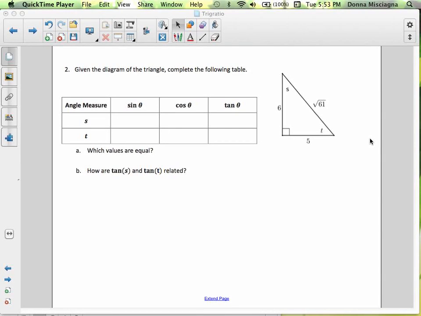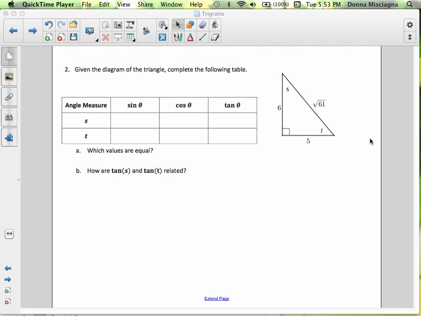Welcome. Let's do some advanced problem solving with trig ratios. So we're just using our trig ratios to do a little investigation to solve some problems. We're still not solving for missing measures, right? We've got all of our measures there, but we're learning some things about the different trig ratios.